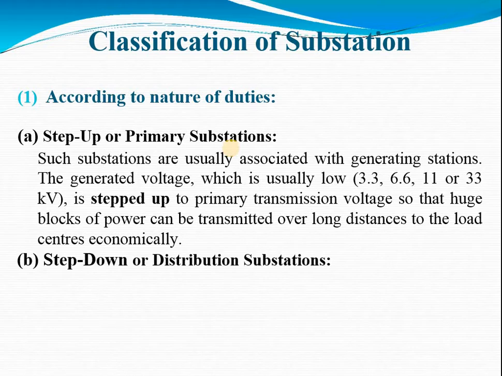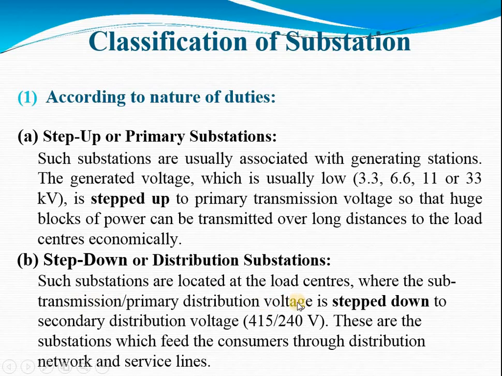There is a step-down substation also, which is also called a distribution substation. Such substations are located at the load center. Near the load centers, we use these substations, where the sub-transmission or primary distribution voltage is stepped down to a secondary distribution voltage of 415 or 240 volt. These are the substations which feed the consumers through the distribution network or service lines. We will discuss the distribution network and service lines in detail.